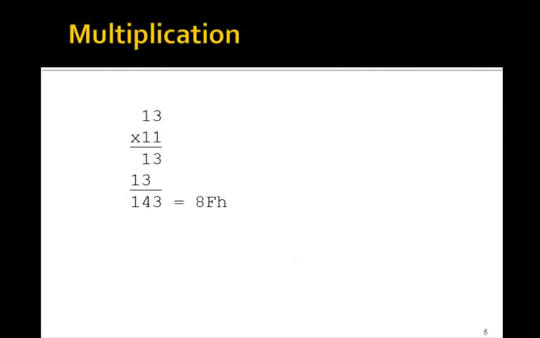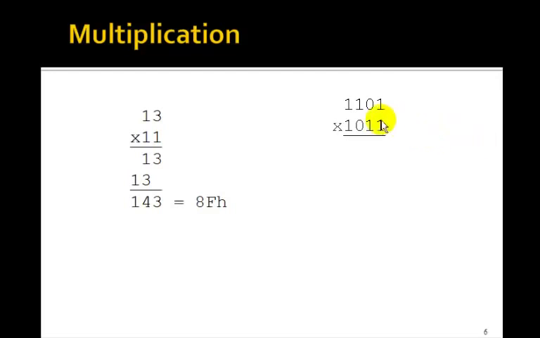Okay, we want to see if we can figure out how to make a circuit to do binary multiplication. So let's take a look at this one. Let's take 13 times 11. The answer is going to be 143 decimal, or 8F hex. Well, 13 is 1101, and then the multiplier will be 11, or 1011.